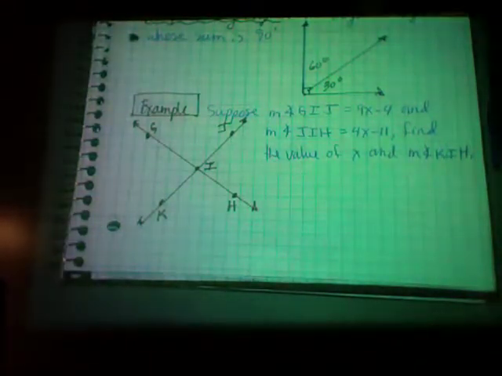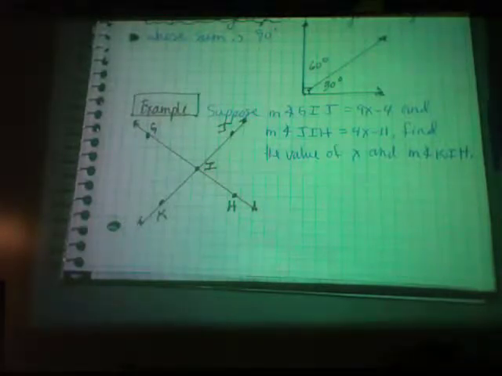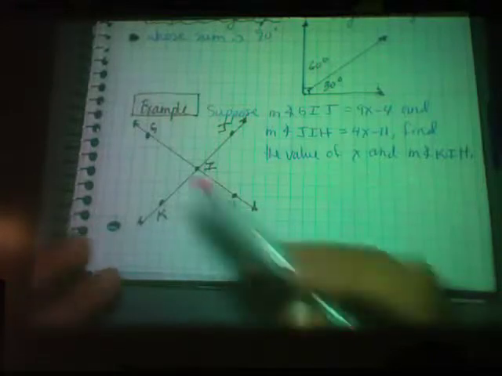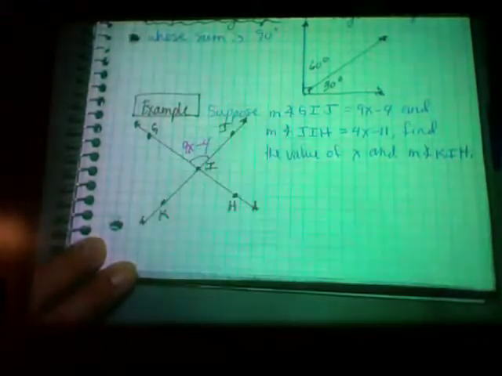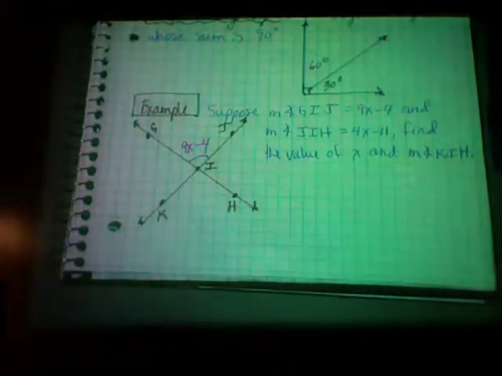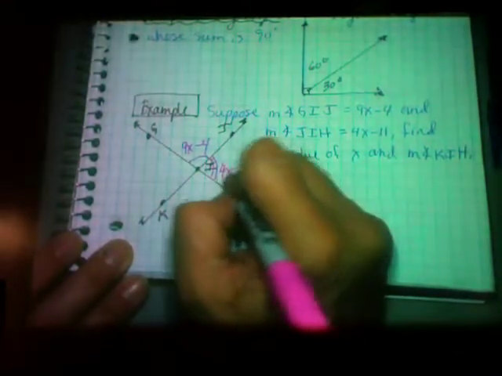So if I were you, I would label what they gave you. So there's my intersecting lines, there's the points on them. The first thing they say is GIJ. So follow it with your fingers. GIJ is this angle right here. That's 9x minus 4. And then GIH, this angle right here, is 4x minus 11.